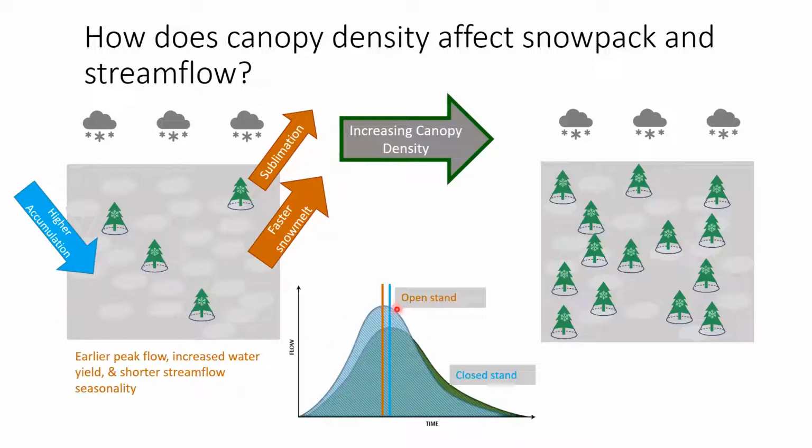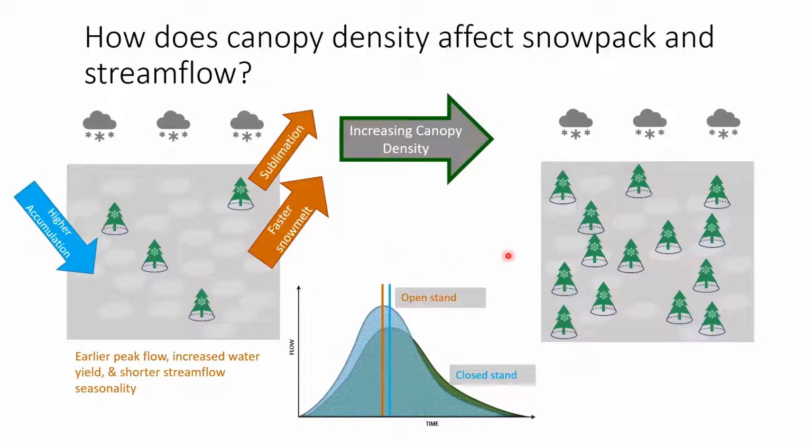What exactly does this mean for stream flow? This blue hydrograph represents here the duration of stream flow for this open stand. Because of these processes, you're generally going to have an earlier peak flow due to the faster snowmelt, but you're going to have an increased water yield because of this higher snow accumulation. Due to the faster snowmelt, the seasonality of your stream is actually going to be shorter, where base flow is going to reach lower levels a lot sooner.